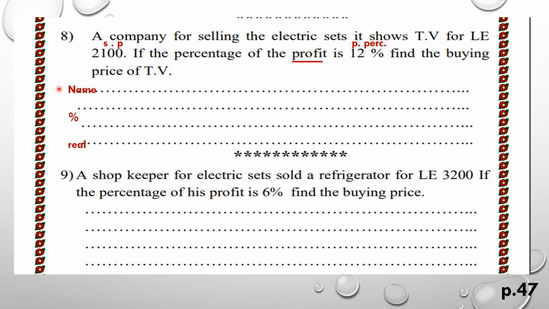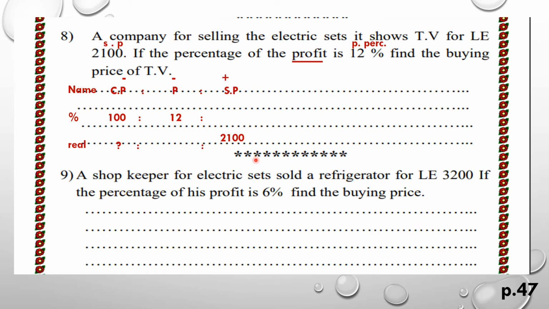So our form will be name percentage real, cost price, profit, selling price, minus, minus, plus, and here we have 100. This 2,100 should be put under selling price. 12 should be put under profit percentage. And the question mark should be put under cost price.